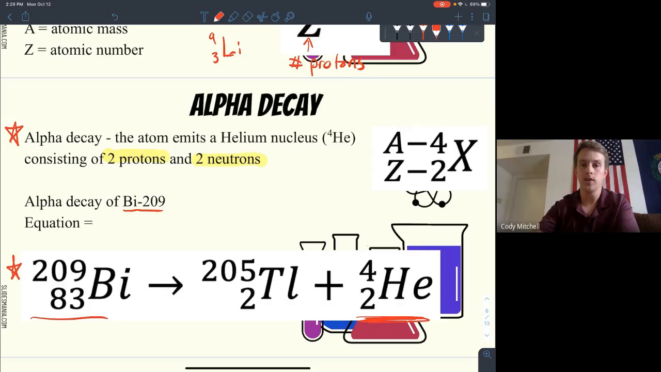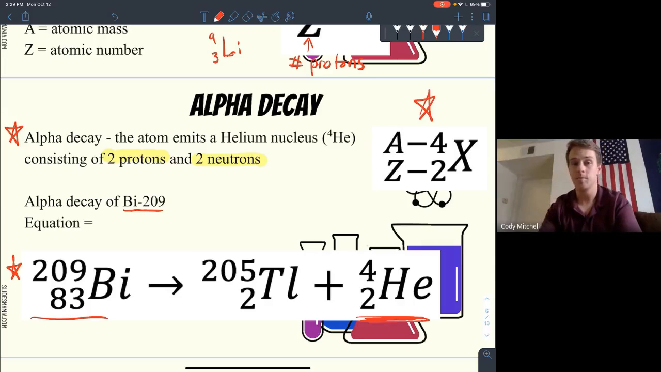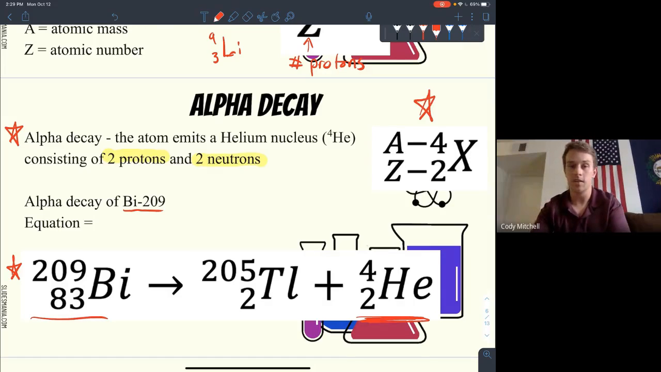So the general equation for an alpha decay is this equation up in the top right corner. I've got the element symbol, which is X, and A, which is the atomic mass, and the atomic mass is going to go down by 4 because that is the atomic mass of a helium nucleus. And then the atomic number, or Z, goes down by 2, because that is the atomic number of your helium nucleus.